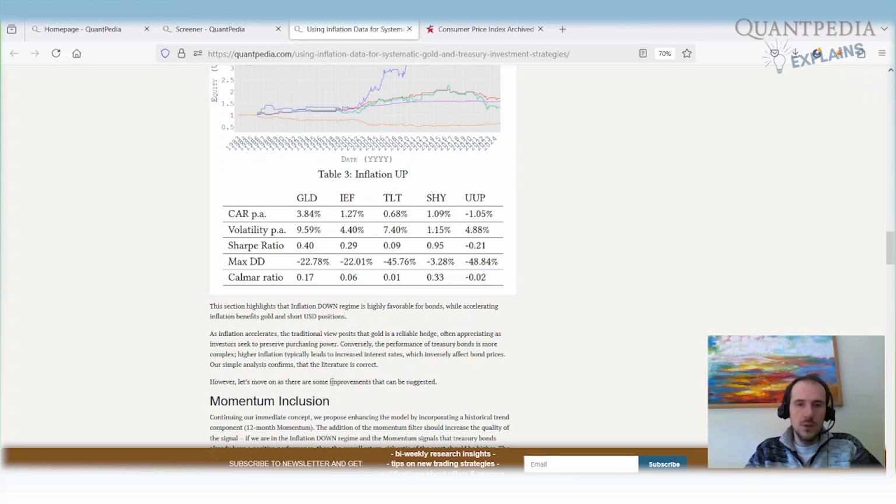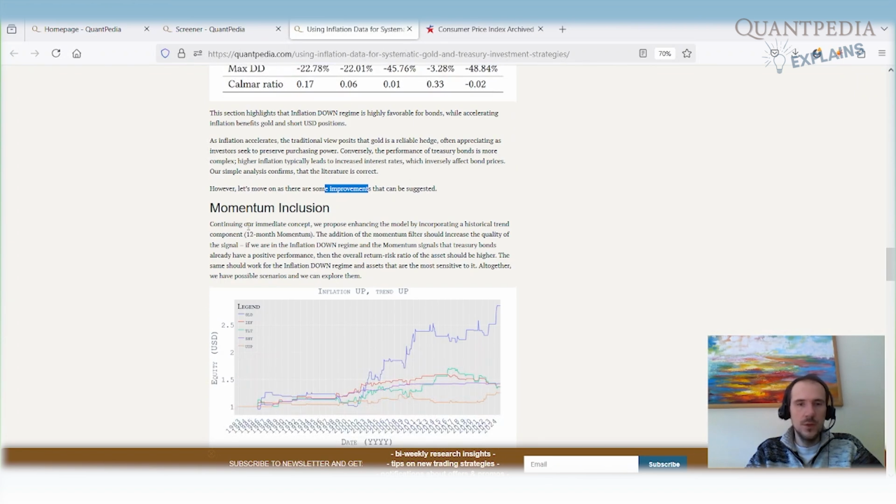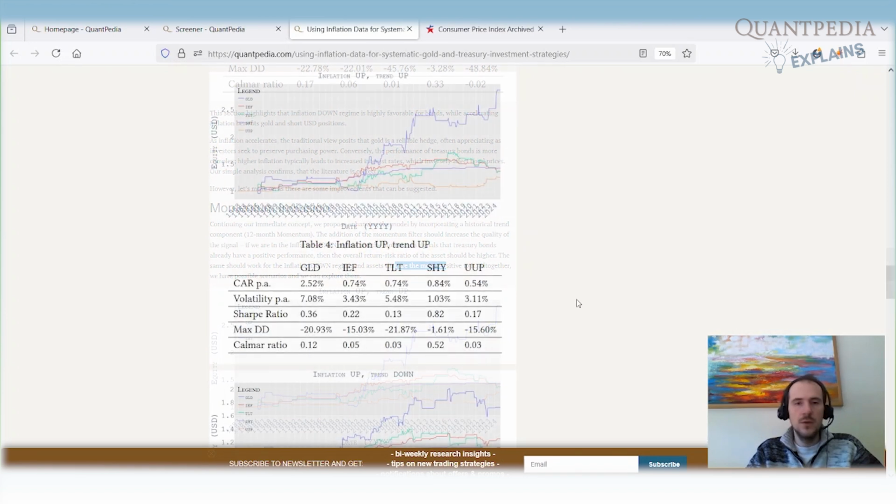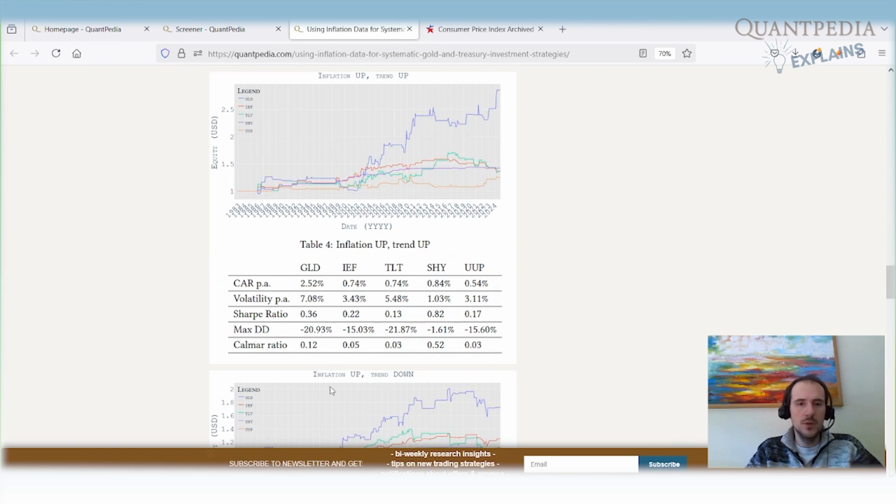But that's not the end. We have one more improvement that can be suggested, and that's the inclusion of momentum. What is the added value? The addition of the momentum filter, we use 12-month momentum, should increase the quality of the signal. So if we are in the inflation down regime and the momentum signal of the treasury bonds already shows positive performance, then the overall risk return ratio of the asset should be higher, and the same should work for the inflation up regime and the assets that are most sensitive to it. For example, for gold, when we are in the inflation up regime, the gold price is already going up, so the momentum is positive. This should be the best time to hold gold, and that's the truth. So here we have the inflation up regime with trend up, and we can see that gold has a little lower performance, but better Sharpe ratio, better Calmar ratio, etc.